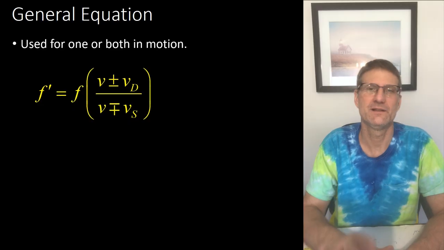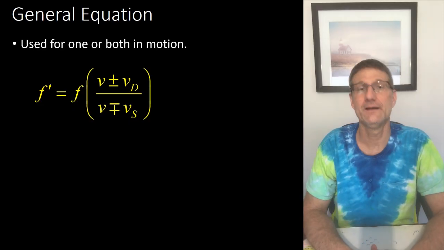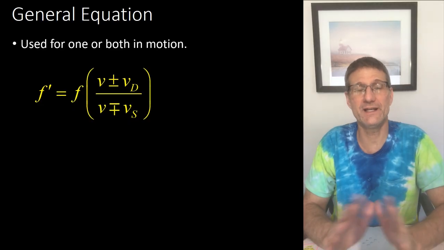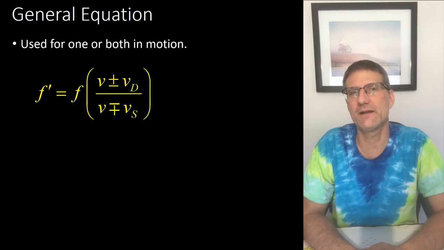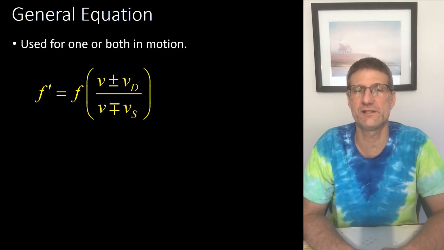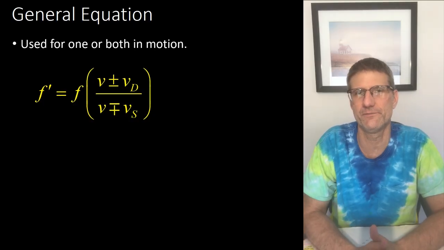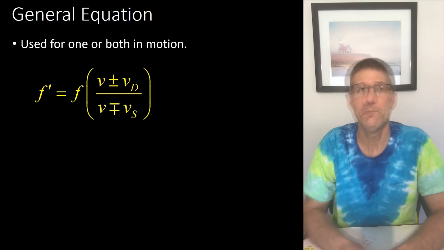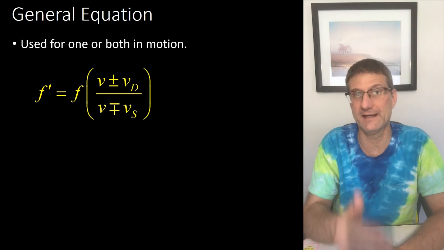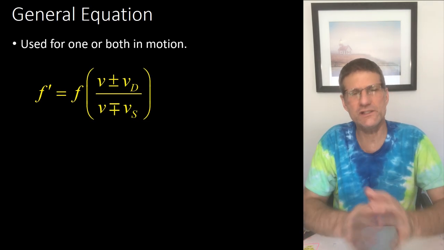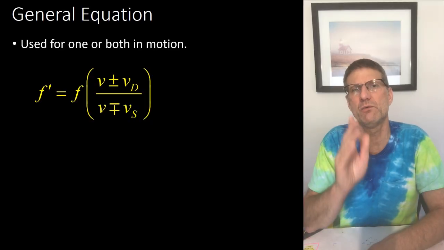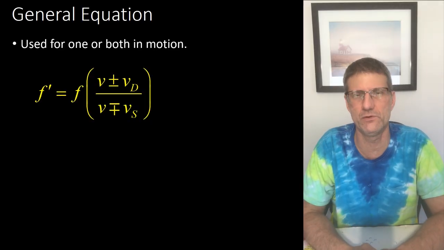Now, don't worry, I'm not going to derive this one for you. Notice that this works in every case. If the detector's at rest, put a 0 in for v sub d, and you're back to the source equation. If the source is at rest, put a 0 in for v sub s, and you're back to the detector equation. So this will always work, but it will also work if both objects are moving.